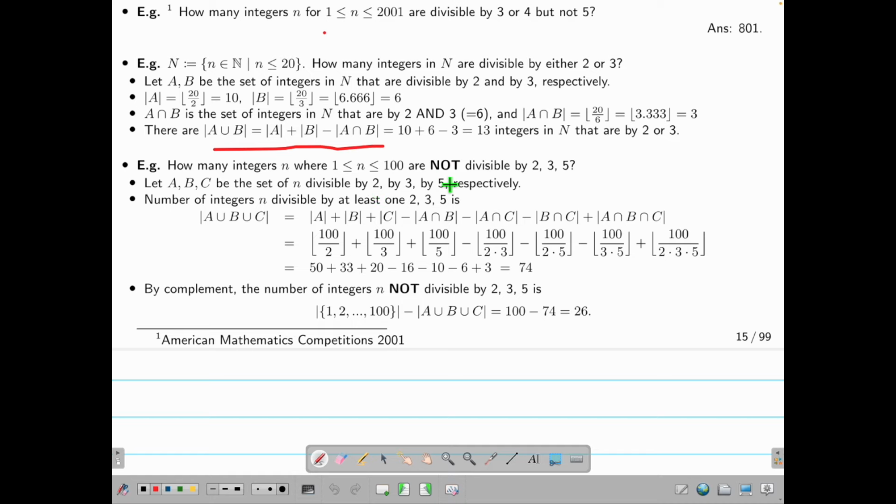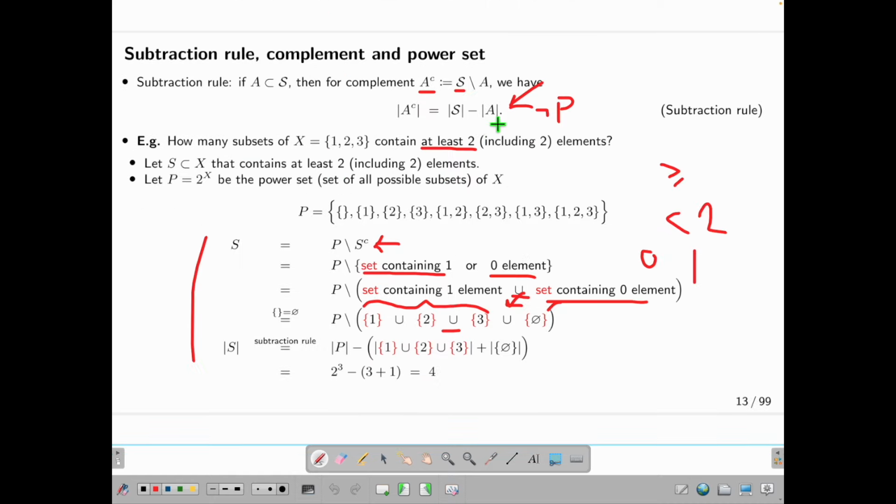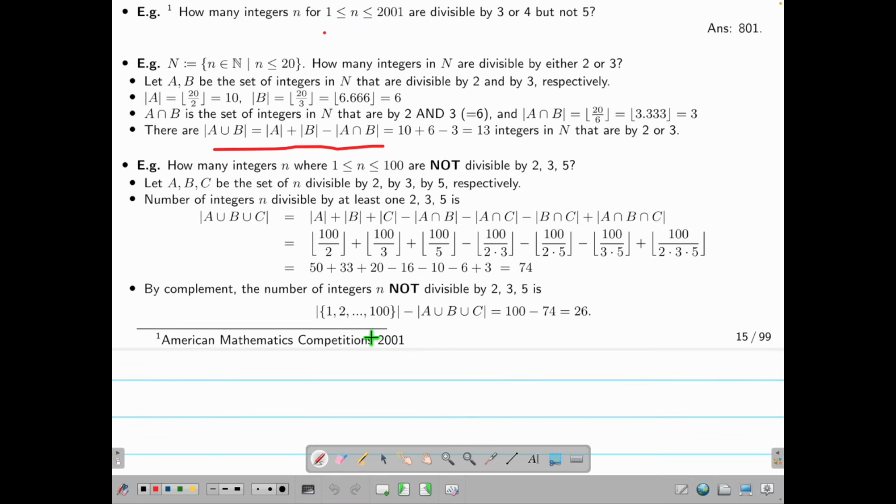But you're asking the not, right? So this. You now find this. You know this. Of course, you know this. So 100, the size of all the number in 1 to 100. Of course, 100. Subtract this is what we have. Then 26. So this is how you can solve this kind of problem.